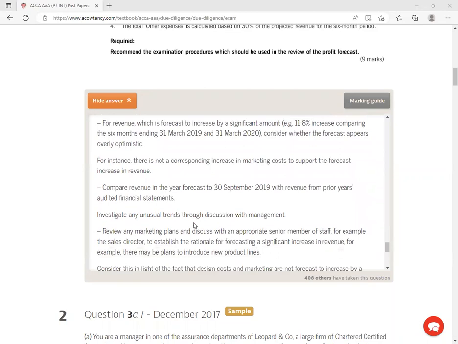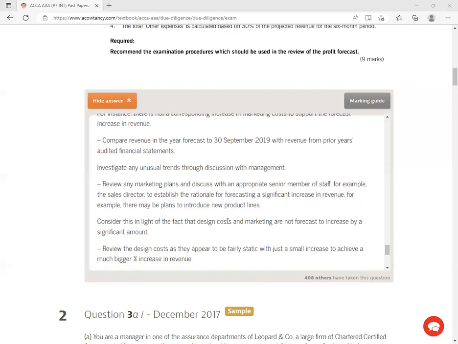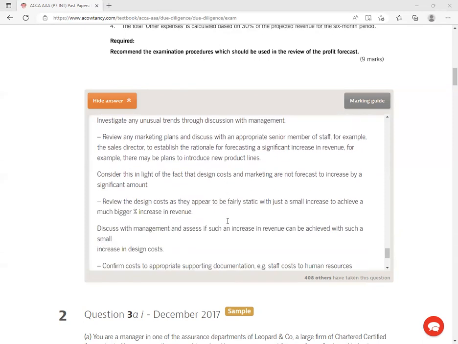Review any marketing plans and discuss with an appropriate senior member of staff, for example the sales director, to establish the rationale for forecasting a significant increase in revenue. For example, there may be plans to introduce new products. Consider this in light of the fact that design costs and marketing are not forecast to increase. These are something that you can easily see.